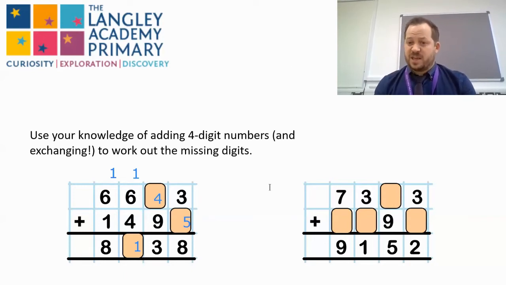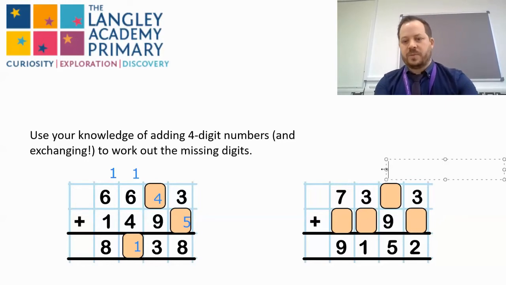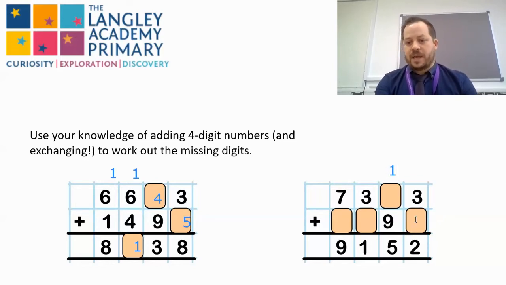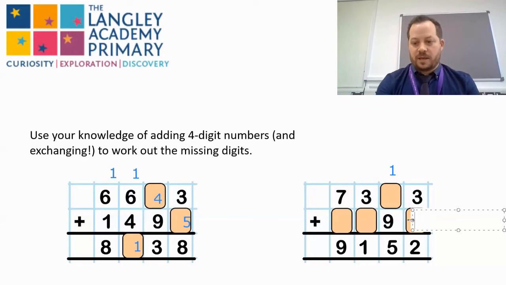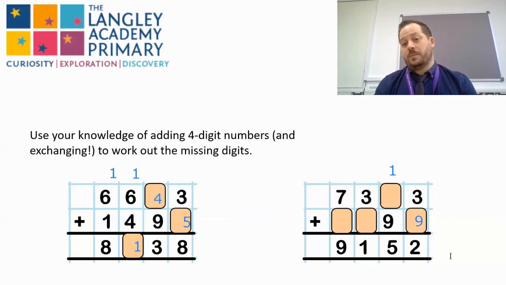Okay, so let's see what we can do. 3 plus something equals 2. Now again, we're going down, so it must be going above 10. 3 plus what equals 12? We know we're going to 12 because we're going above it. And it is 3 plus 9 equals 12. So that missing number must be 9.